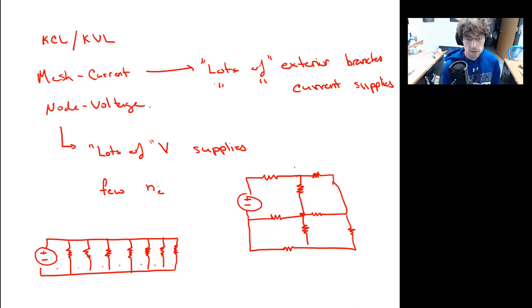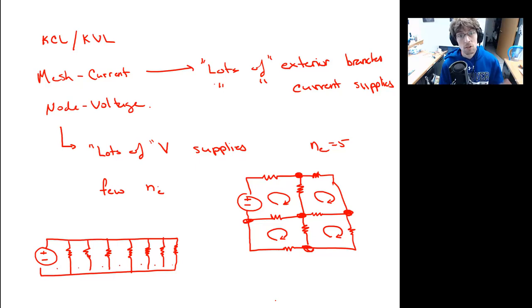As we look, we see that we have 5 nodes, 5 essential nodes. Whereas we have 4 mesh currents. So each way is going to have you solve, essentially each method, you'll have to solve a system of 4 equations, whether you do node voltage or mesh current.